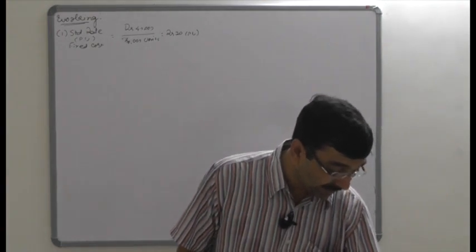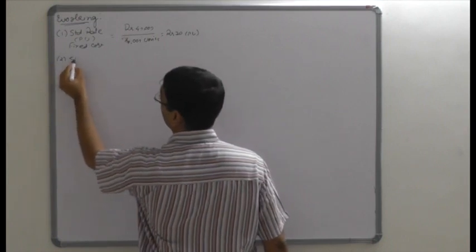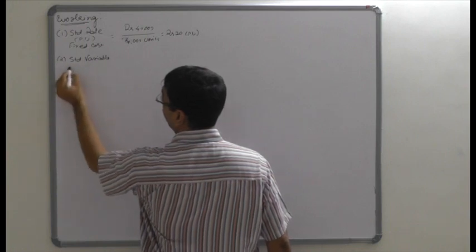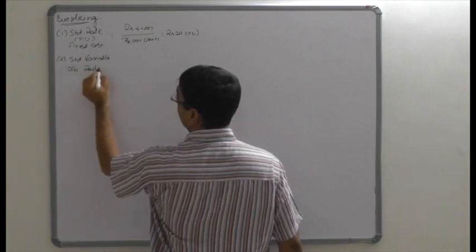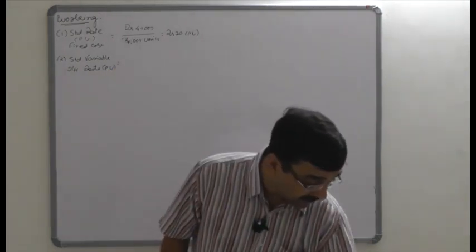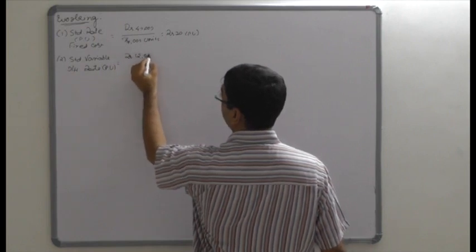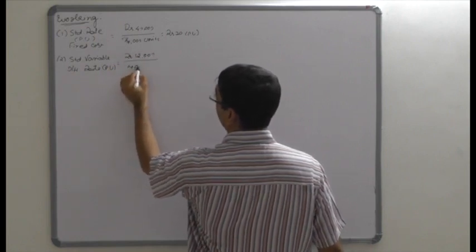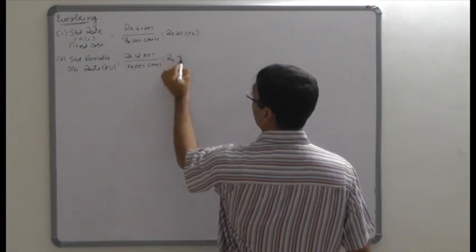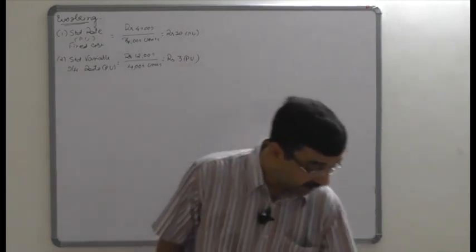Now we will identify in the same way the standard variable overhead rate. Standard variable overhead rate per unit, and for that we need to identify how much variable expenses are given, 12,000 rupees. So 12,000 rupees divided by the same 4,000 units, and it comes to rupees 3 per unit. So this is your second item which you would identify.